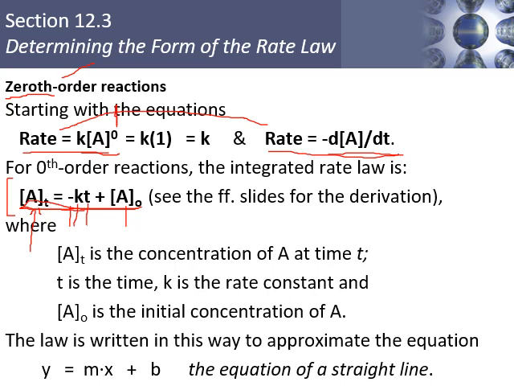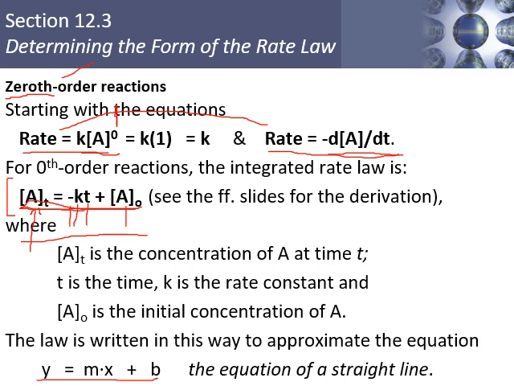So again, if you want to memorize this, now I'm going to derive this. If you want, you can just skip ahead a couple of slides after this slide. Notice that the way this is written, it's done this way intentionally so that it's in the form of a straight line, so that we can identify the y-intercept as A naught and m as minus k.